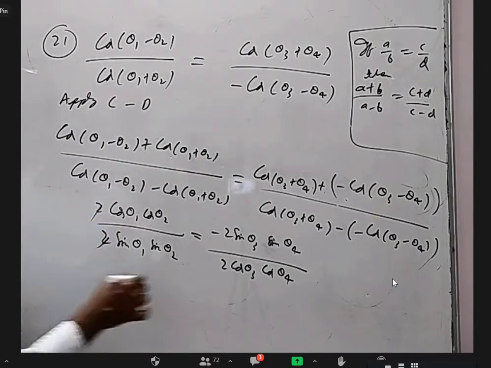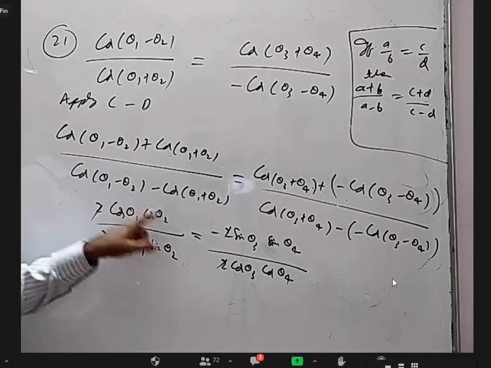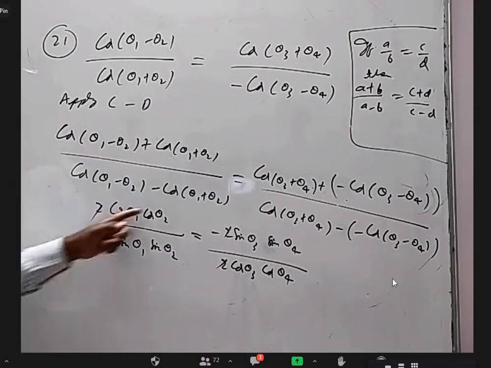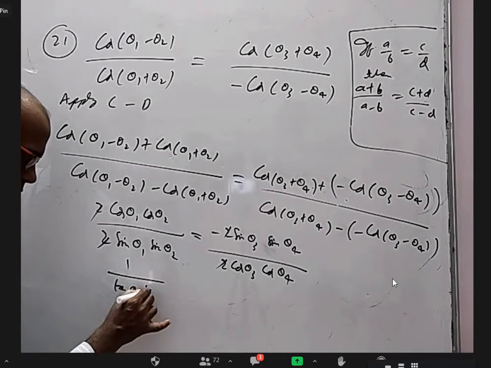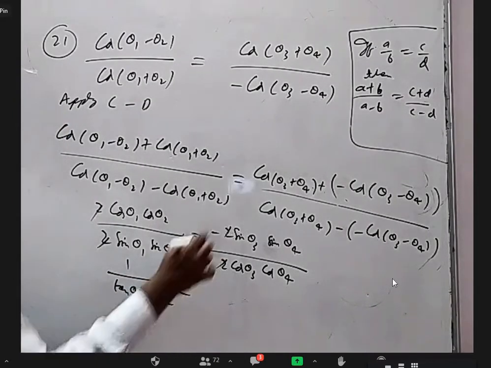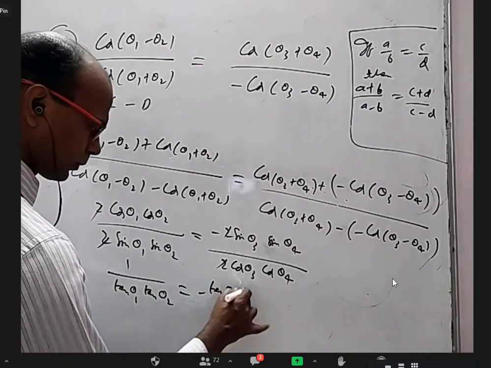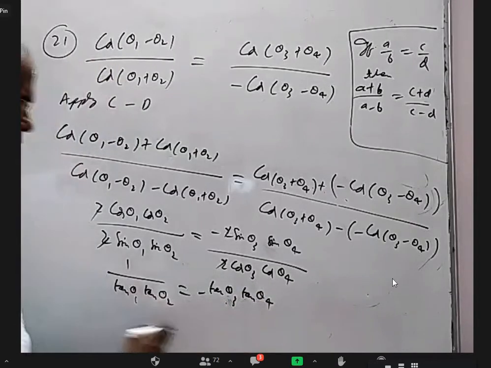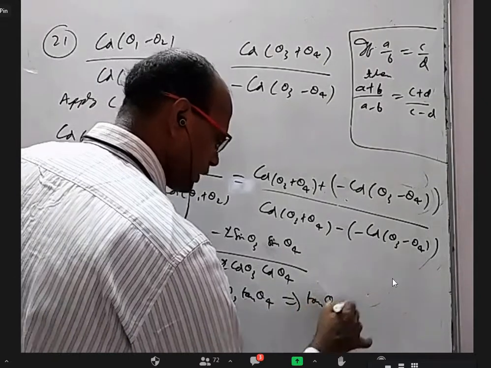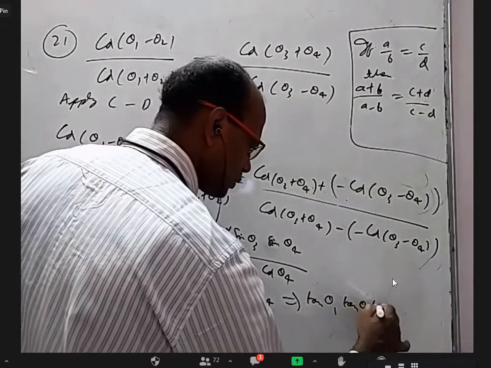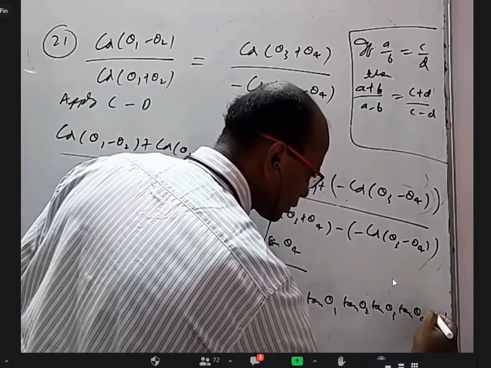I can cancel 2 here and 2 here. I think they want us to express the answer in terms of tan. Even though I can write this as cot theta 1, cot theta 2, I can bring this down and write 1 by tan theta 1, tan theta 2. This is minus tan theta 3, tan theta 4. And this minus here by multiplication, you will get tan theta 1 into tan theta 2 into tan theta 3 into tan theta 4 equal to minus 1.